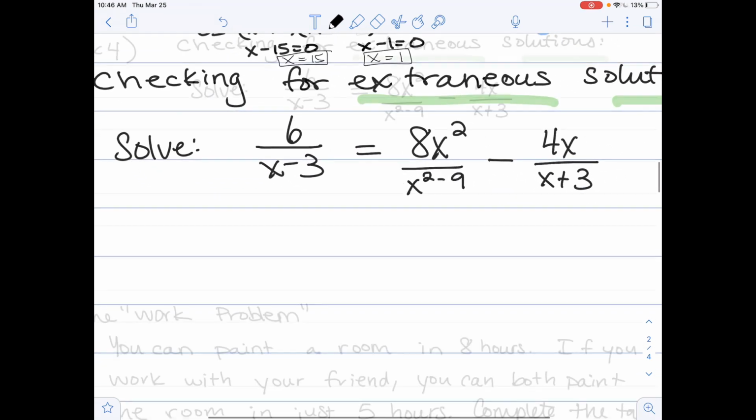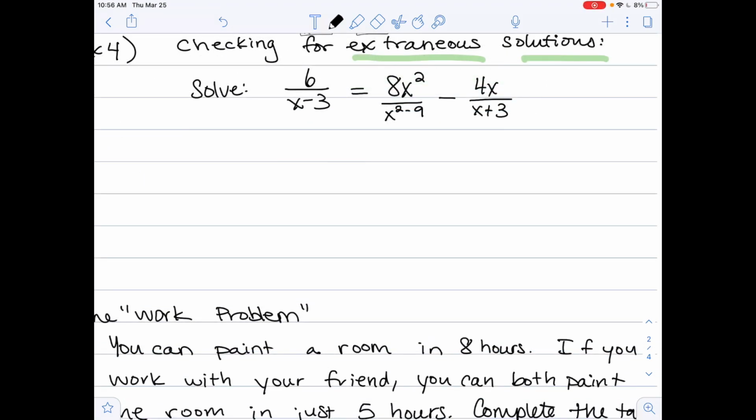Okay, so let's look at this. We're going to work on this one where we see 2 fractions on the left side. We also see that none of them have common denominators. They're super close, but not quite. So let's start off by factoring this one. We know it's going to factor down to x minus 3, x plus 3.